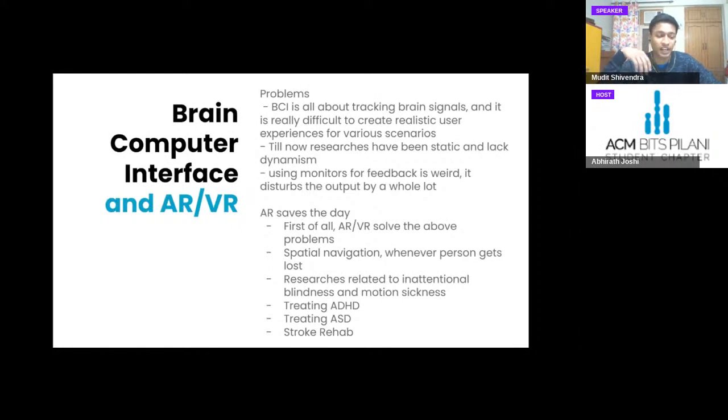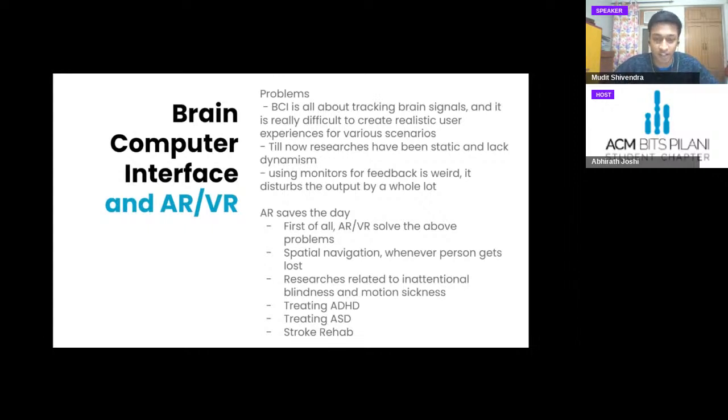Then we have another problem, that all the research till now has been done in a static way. That is, a person is sitting on a chair or standing at a particular place, connected with all wires around him and a monitor next to him. And basically, we can't actually observe how a person is thinking while he is driving, right? So this is a problem. We can't tell how a person's actions are affecting his stress levels or stuff like that when he's actually moving. And another problem is that it is weird to actually switch between your original view and the monitor to view the feedback. So it disturbs the output by a lot, and that is one of the major problems.